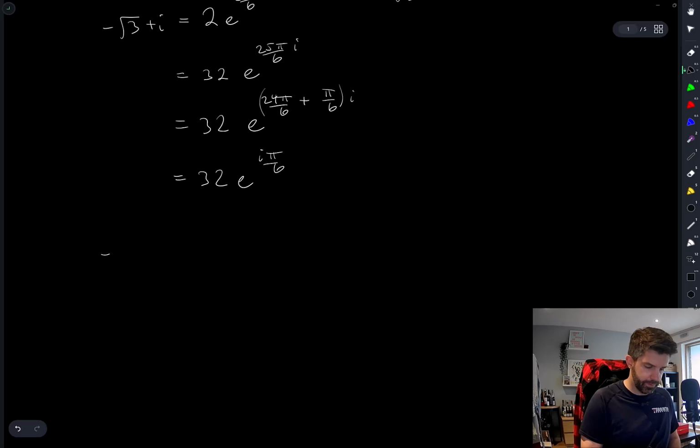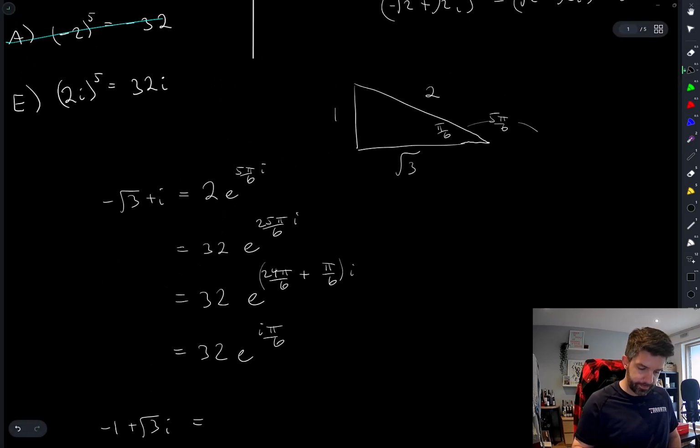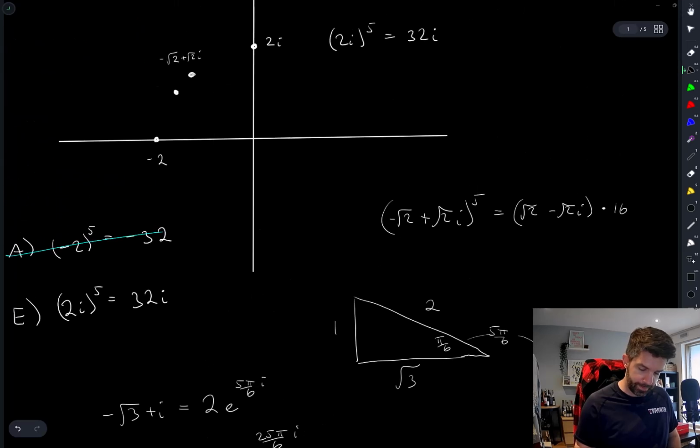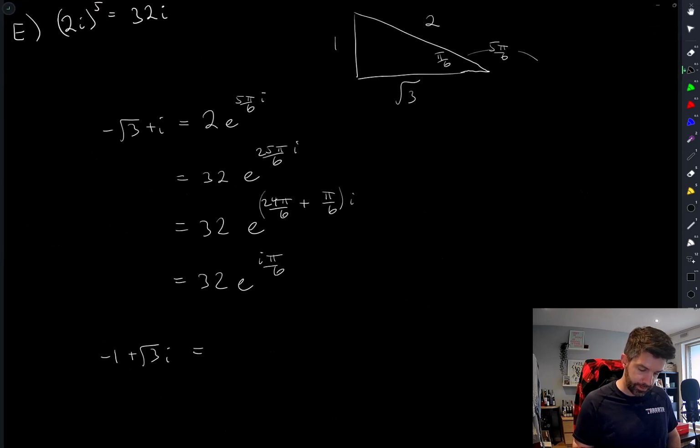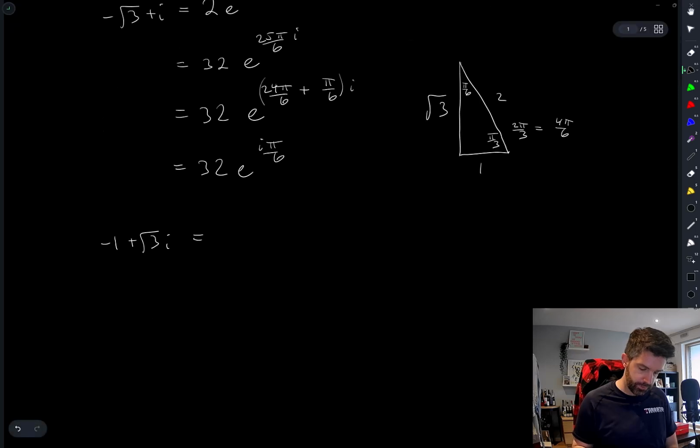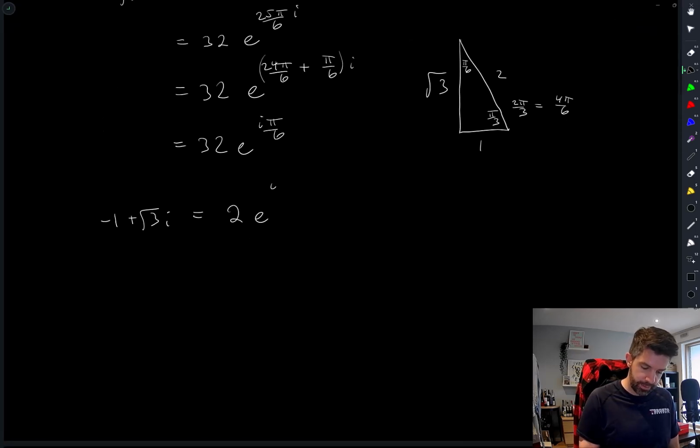And the last number, -1 plus √3i, is going to be equal to... so that triangle looks something like this. It's 1 in that direction, √3 in that direction, and 2. So this angle is pi over 6, which makes this one pi over 3, so this angle is 2 pi over 3. Might help to write this as 4 pi over 6. So this number is 2 times e to the 4 pi over 6 i.